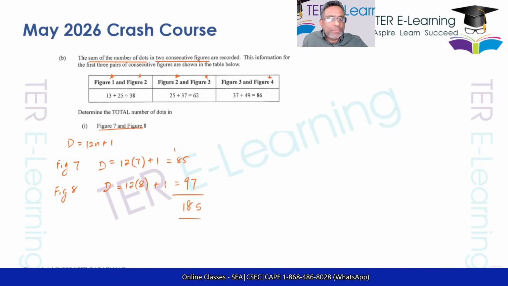And the last part of the question here, they said the total number of dots in figure n and figure n plus 1. I normally call these little fillers that CSEC put in here just to make up the marks.